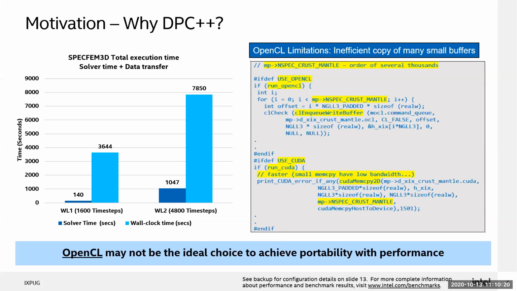And at several places in the code, it is already a known fact that this is going to be slow. So as one of the motivations, what we thought was, if we want heterogeneity with performance, that is portability with performance, then OpenCL may not be the ideal choice for SPECFEM3D Globe.